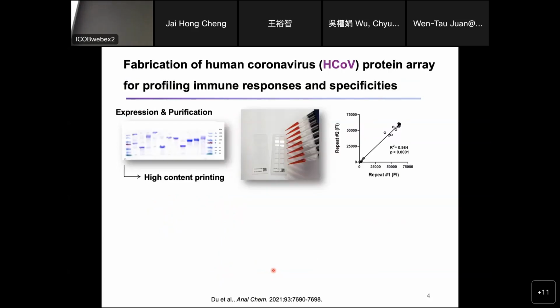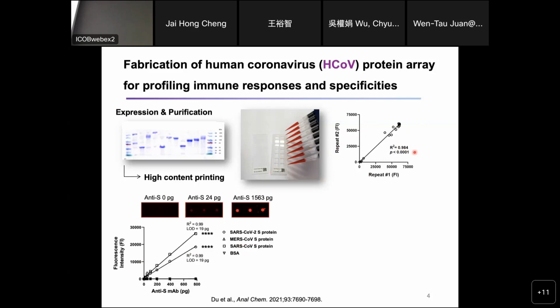So we produced a protein microarray including all the virus antigens that I mentioned. Because there is not much protein, we print 16 identical blocks for different specimens. And each block has good reproducibility, with R squared 0.984. So that means it's quite reliable for detection.